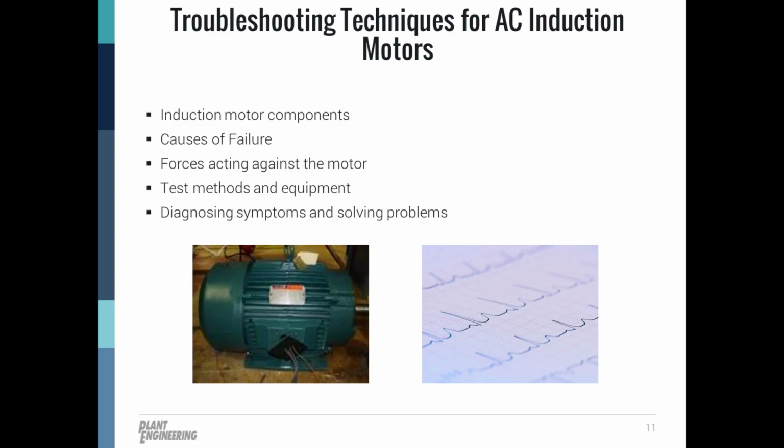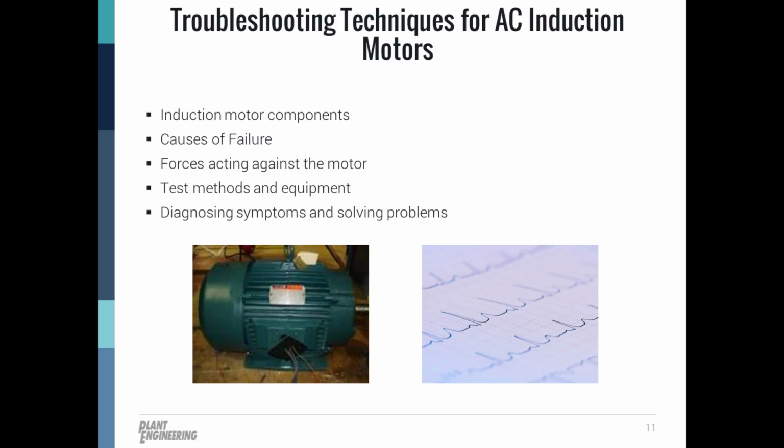All right, so let's get into the meat of our presentation. Today we'll mainly talk about alternating current or AC induction motors, although a lot of the techniques we're going to discuss would apply to other, different motor types as well. Our presentation is going to be divided into 4 sections.